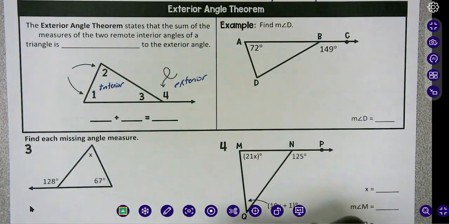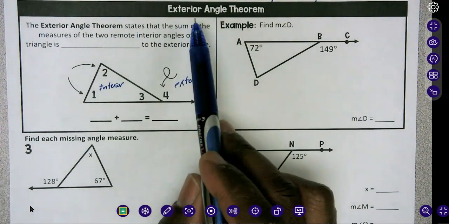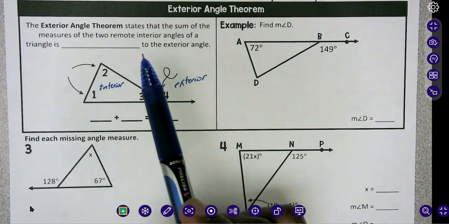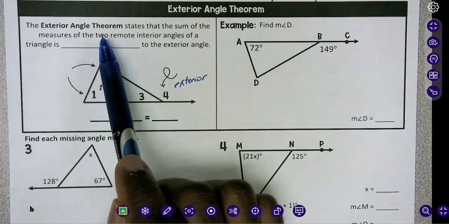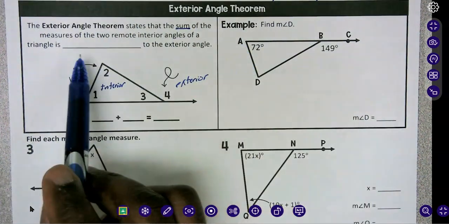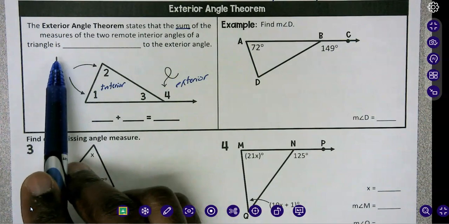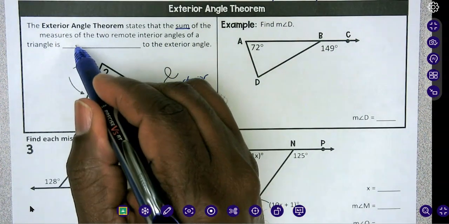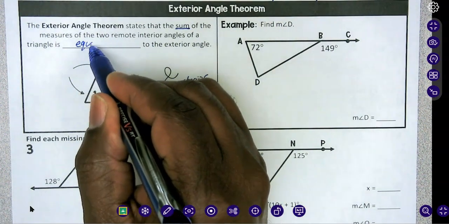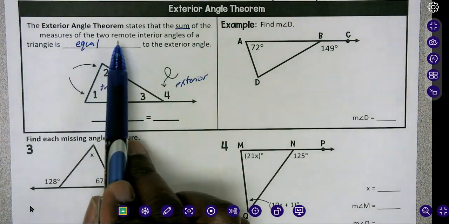Now that's a little bit different with parallel lines, and so you need to know the reason why they call it exterior angle theorem. The exterior angle theorem states that the sum, meaning add again, of the measures of the two remote interior angles of a triangle is equal to the exterior angle.